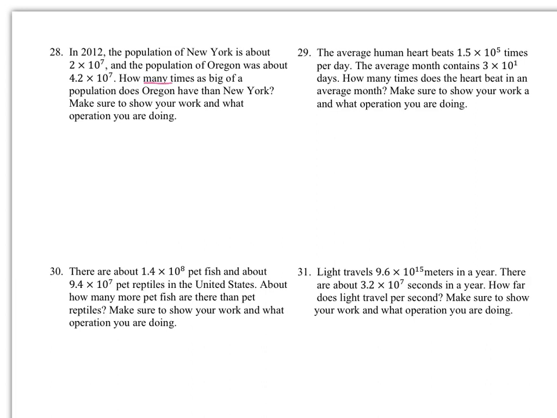So how many times as big? It means we're going to be doing division. So is it Oregon then New York? So we're going to do Oregon's population, which is 4.2 times 10 to the 7th, divided by New York's population, which is 2 times 10 to the 7th. Since this is division, we do not need a common power. We're just going to split it up into 2 fractions. So 4.2 divided by 2 times 10 to the 7th divided by 10 to the 7th. So it's easy to do the powers.